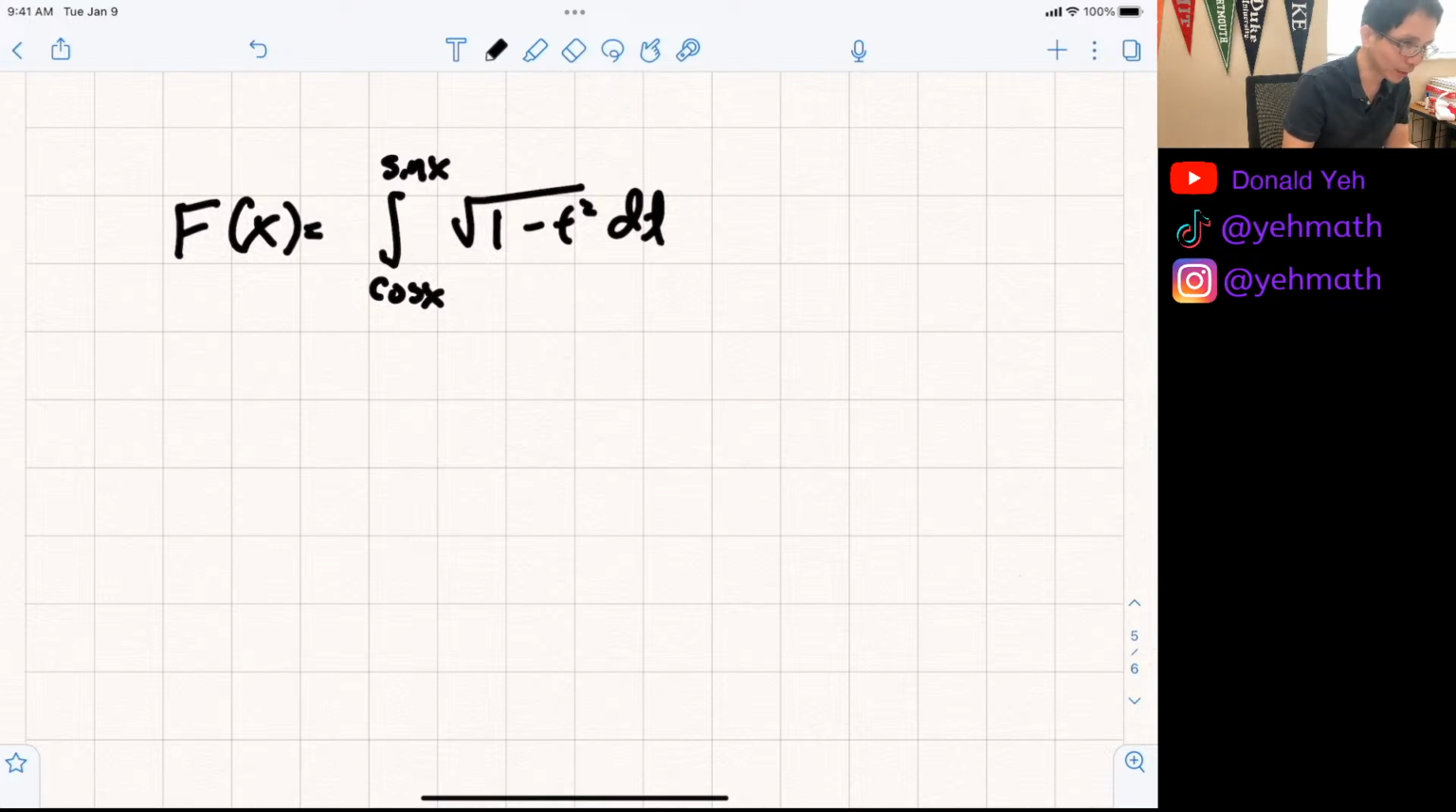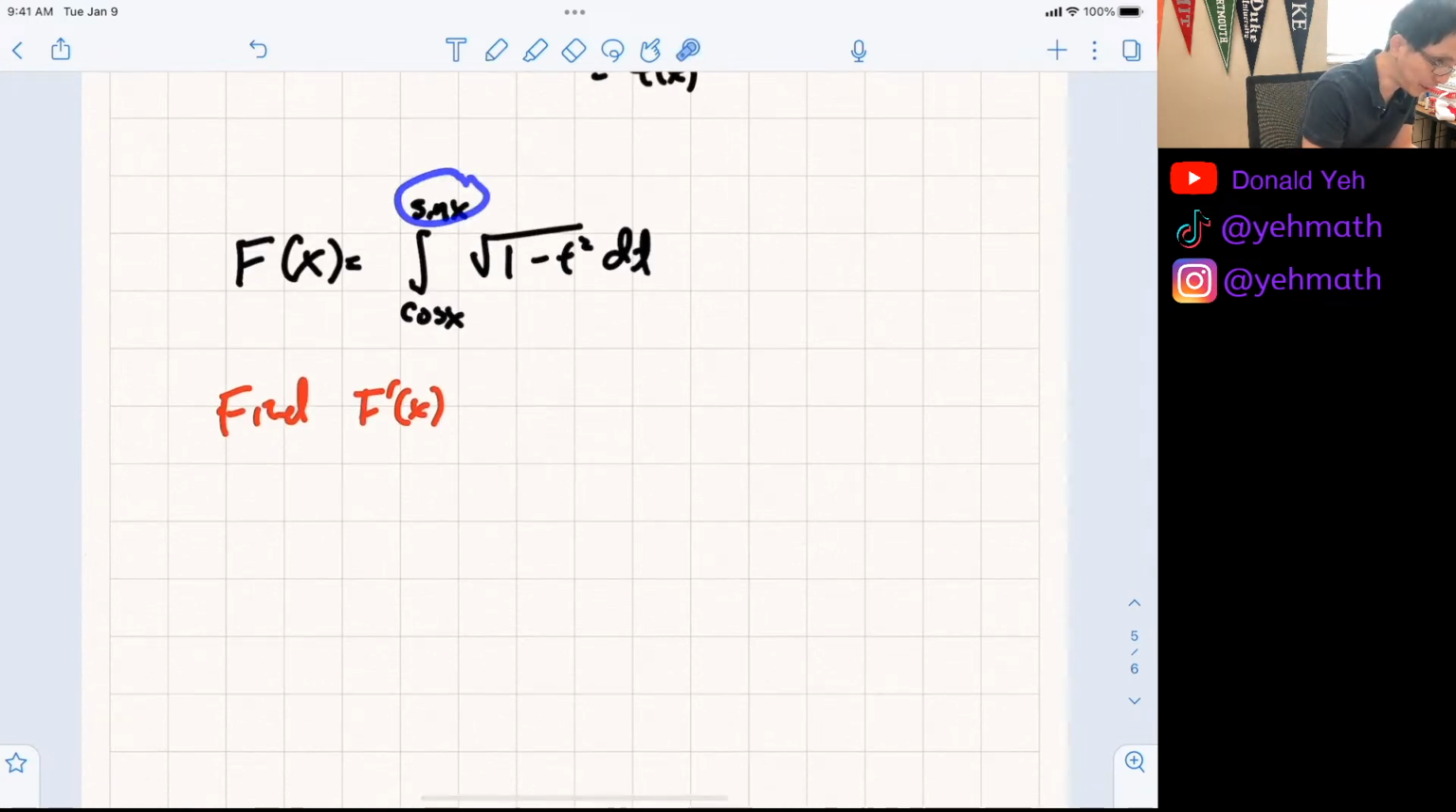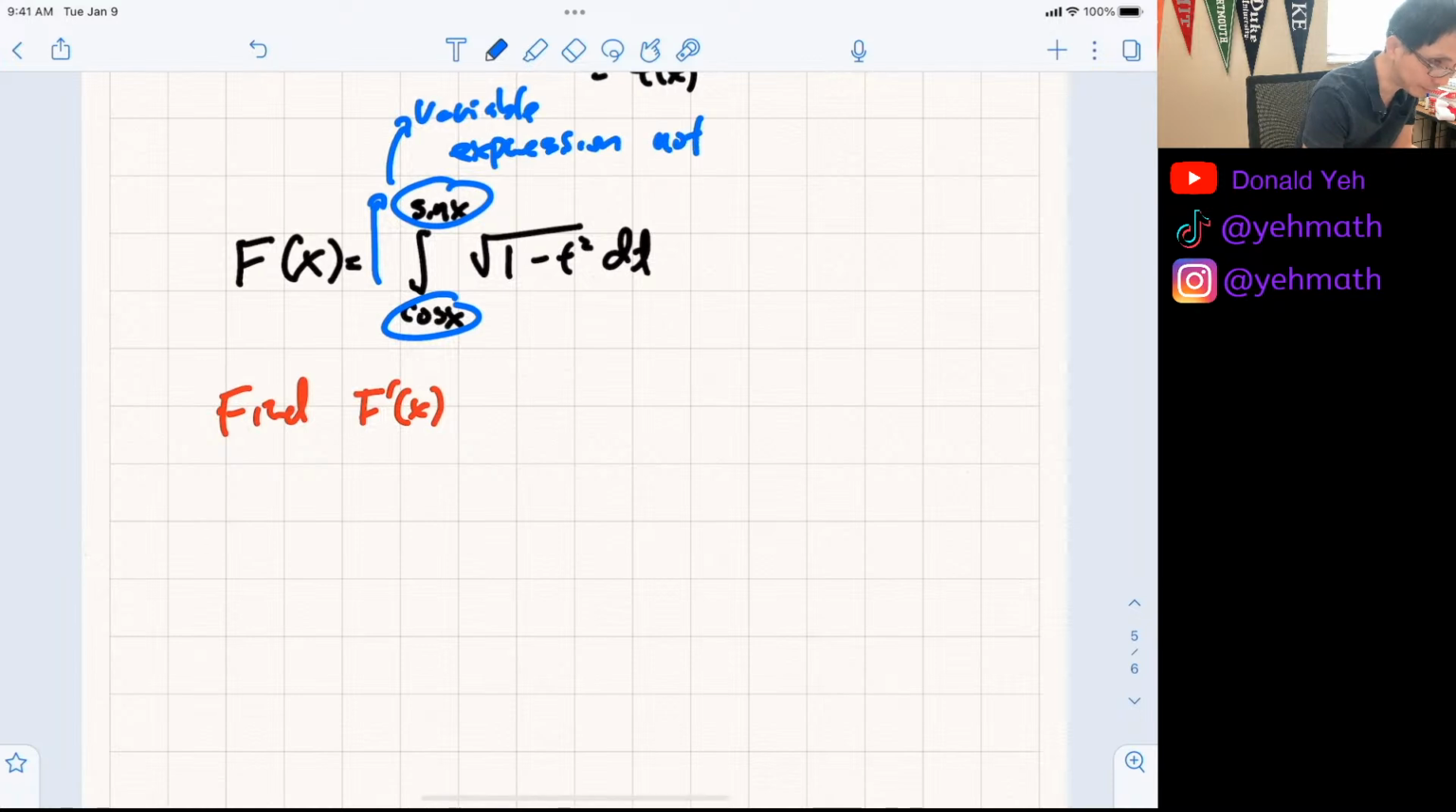So we have this, and we say, hey, can you find f prime of x? You're like, ooh, it's f prime of x. Now, can you take notice of this? What is different from what we did before? It's not only a trig, it's an expression, it's not a constant. So these limits are variables, expressions, and not constants.